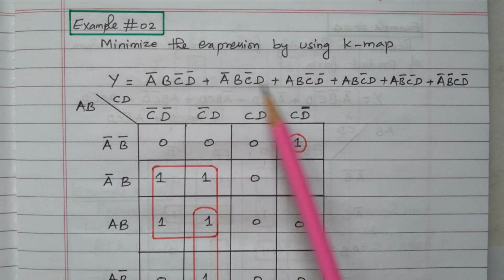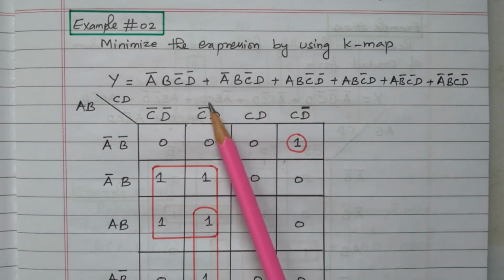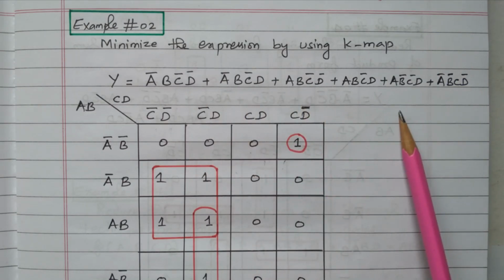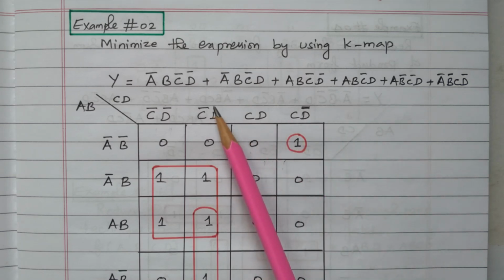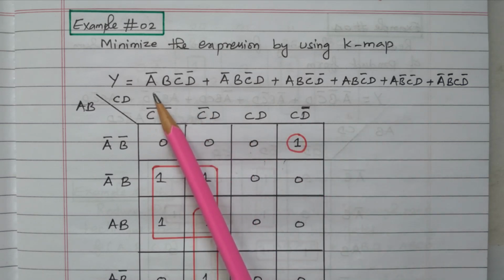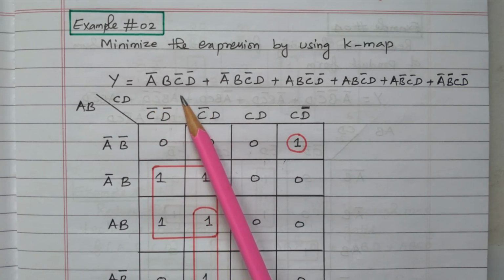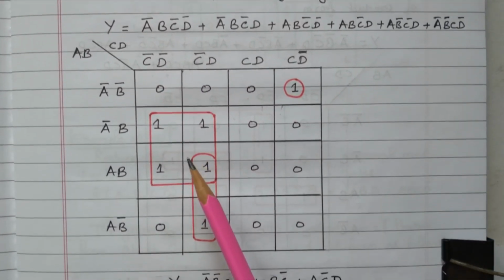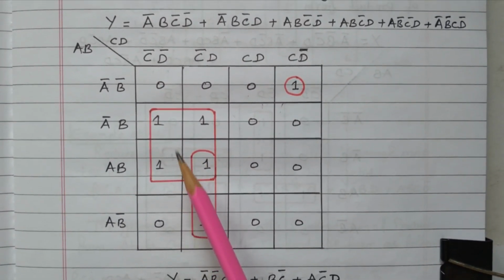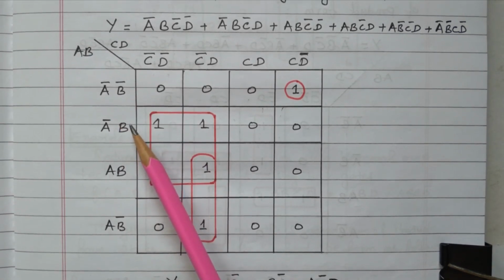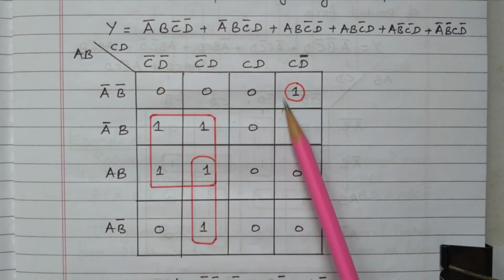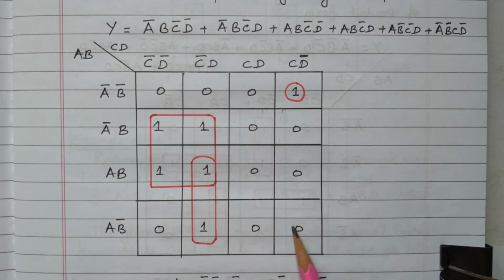So 1, 2, 3, 4, 5, 6. There are 6 terms available. We have to plot these 6 terms in the K map. There are 4 variables available, A, B, C, D. So we need a 4 variable K map, right? So we'll construct the 4 variable K map.